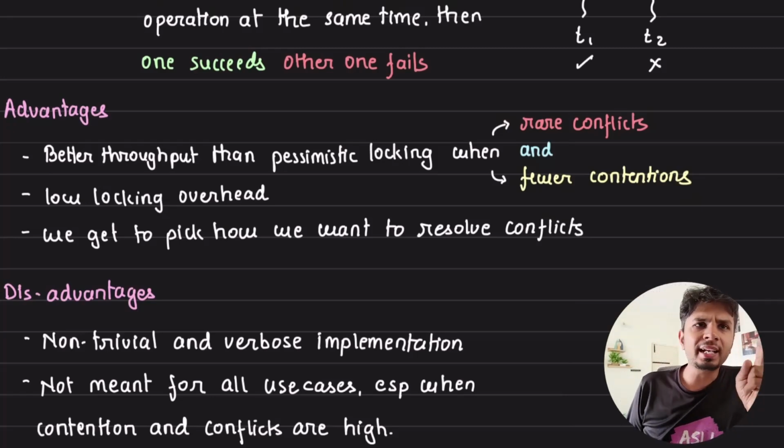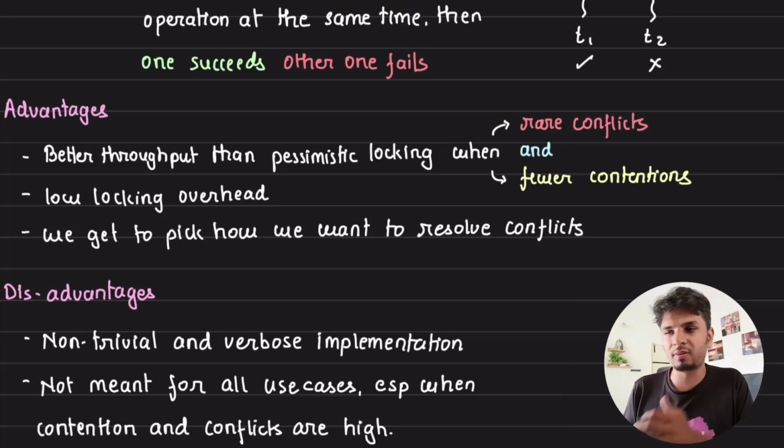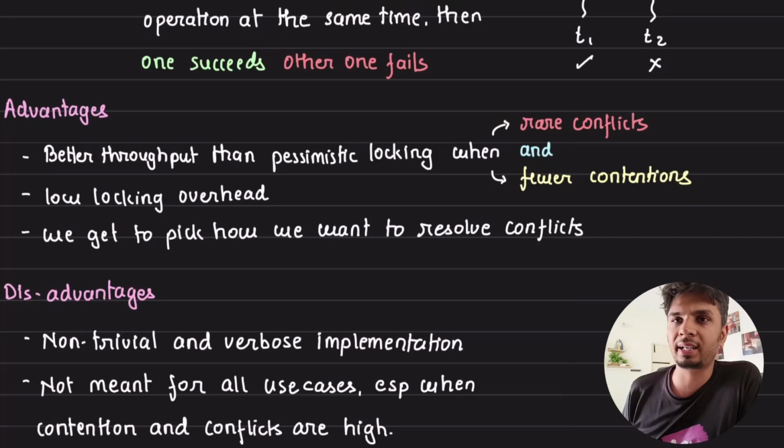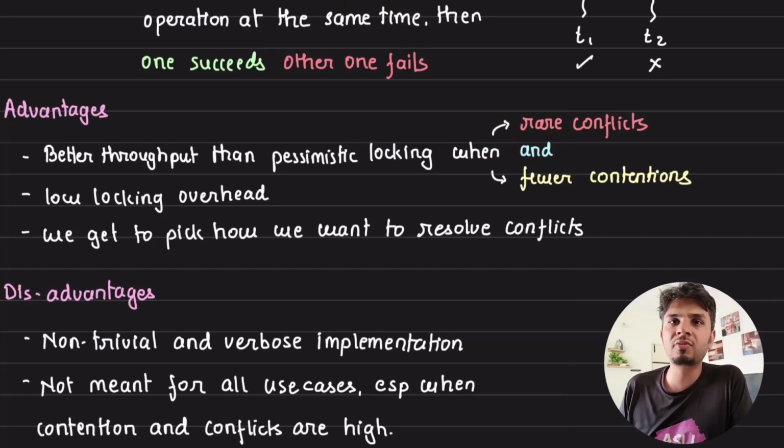Which is where the problem is. It reduces the throughput. But if your contentions are fewer and your conflicts are rare, this would be a much better choice. Second, there is very low locking overhead because compare and swap does not require any fancy thing. It just requires support from the underlying architecture, the underlying CPU. If it's there, it's very lightweight.